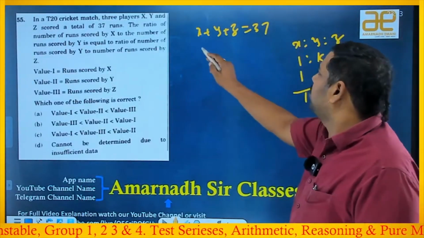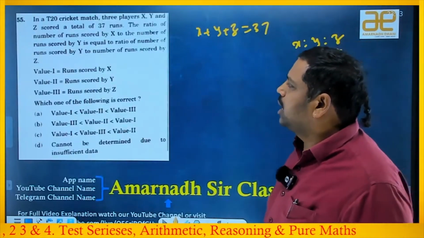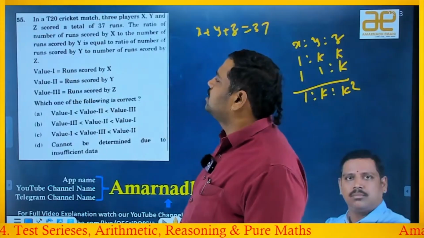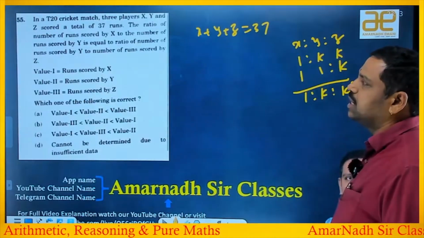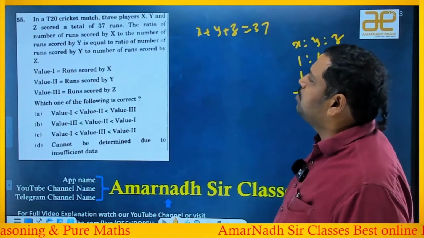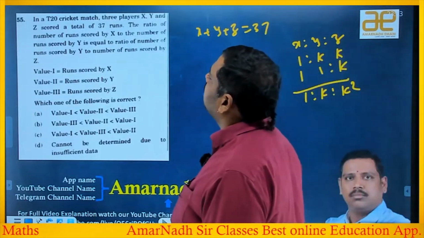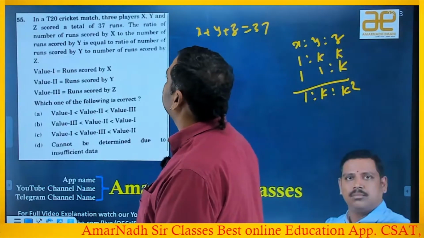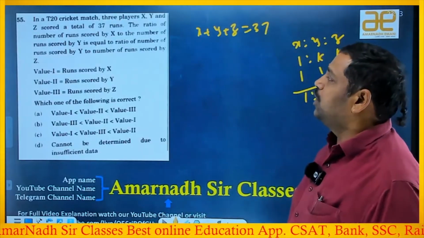This is 1 part, this is K parts, this is K square parts and so on. Value 1 is the runs scored by X, value 2 is the runs scored by Y, value 3 is the runs scored by Z. Which is greater, he is asking. So, in a T20 cricket match, 3 players X, Y and Z scored a total of 37 runs. The ratio of the runs scored by X to Y is equal to the ratio of Y to Z.